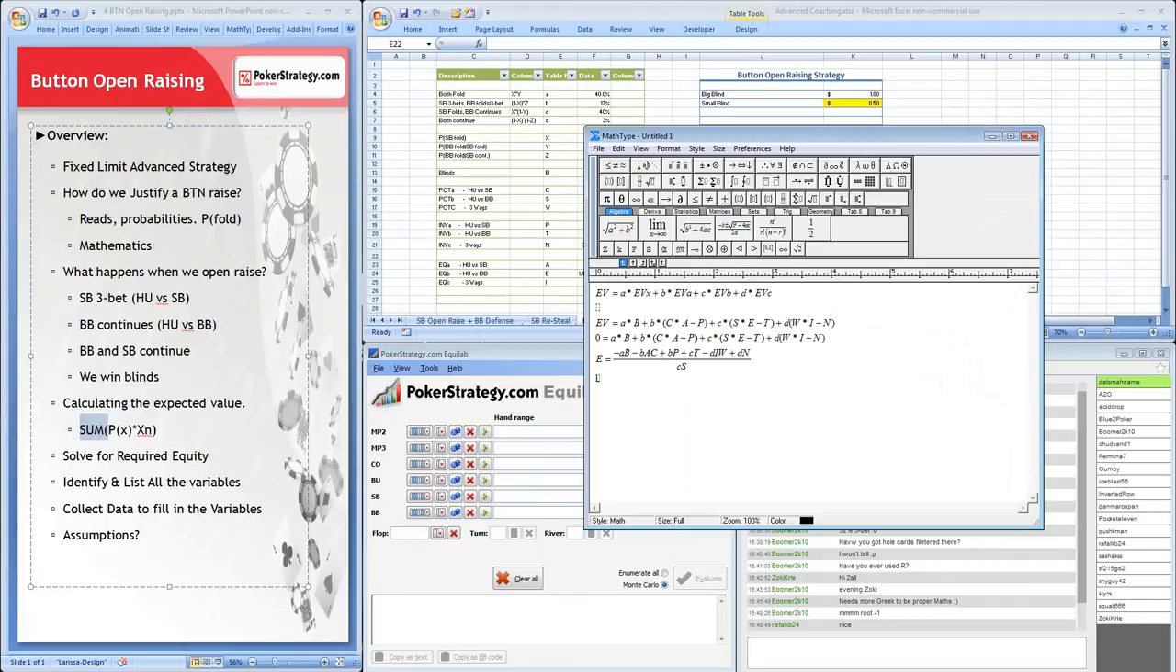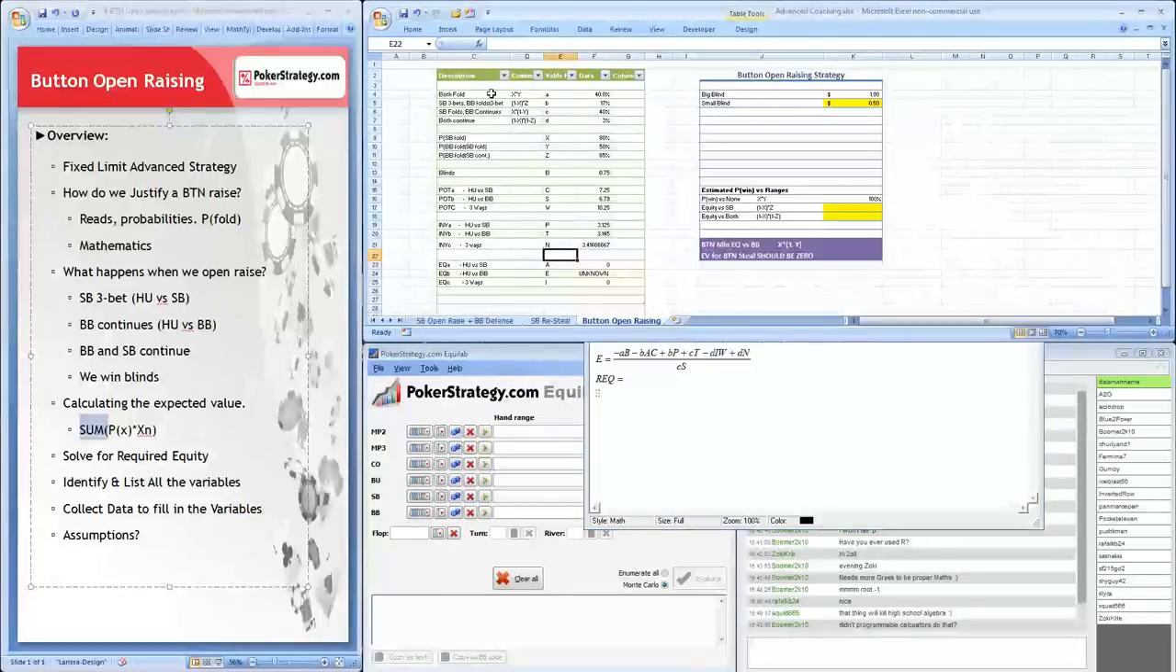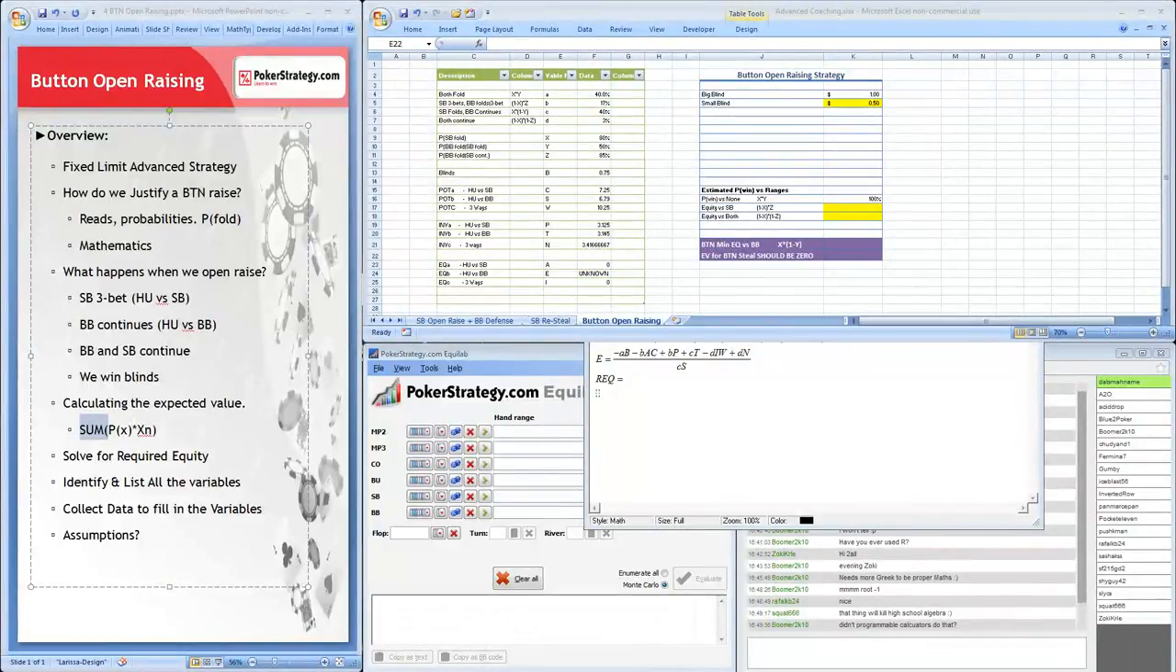So let's break this back down. Let's go the other direction. What exactly are we looking at here? Well, E is represented by the required equity, so we can put that in. Well, we know A is equal to when they both fold, and B is equal to the blinds.